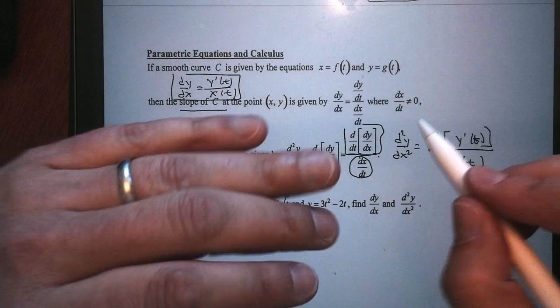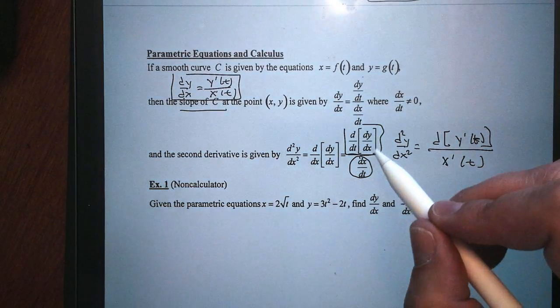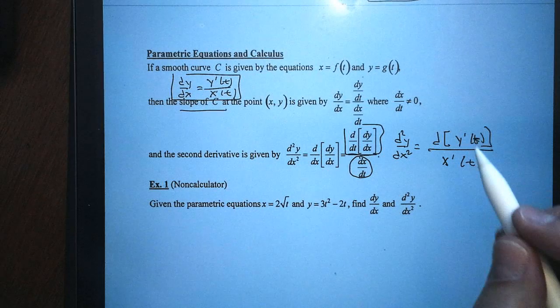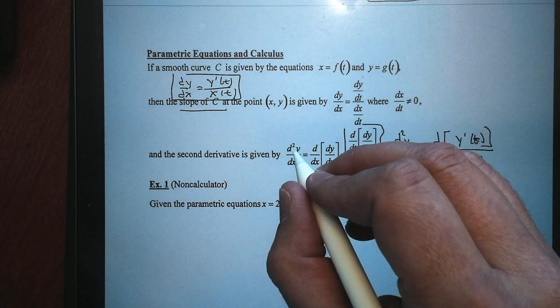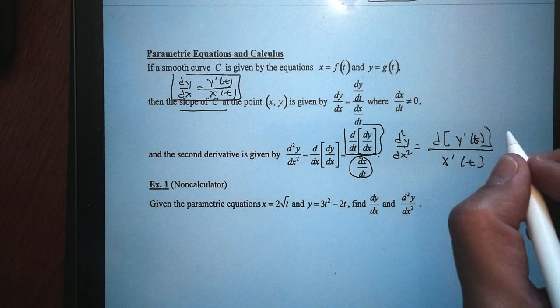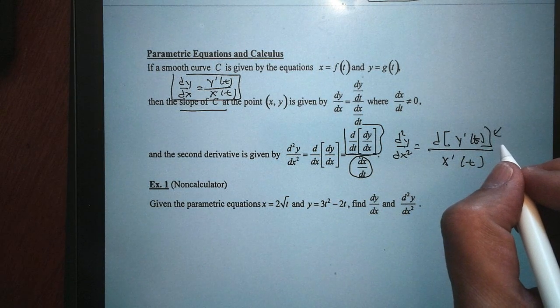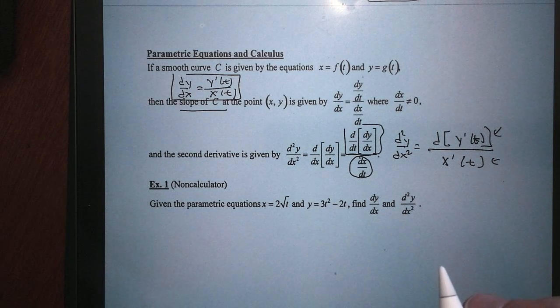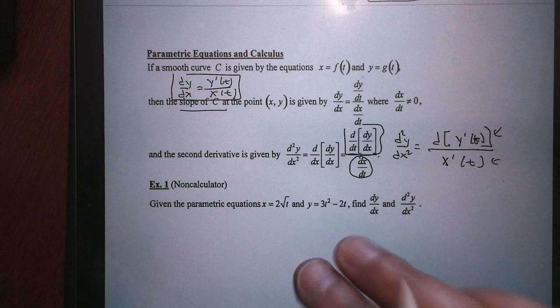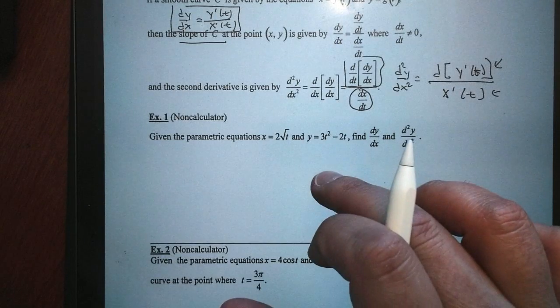So what this is really saying is we're taking the derivative of the derivative. We can treat the top and bottom independently from each other because we're finding the second derivative of y. So there's my second derivative of y with respect to t over my change in x with respect to t. And that's kind of what this is saying right over here. So let's take a look at some examples.